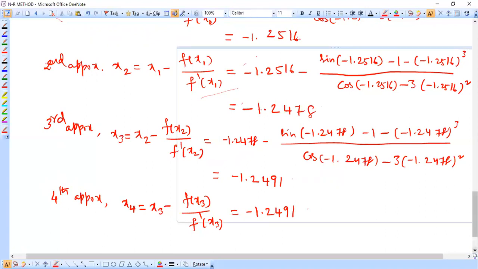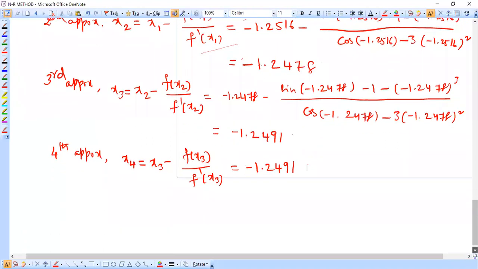Okay, and this is the advantage of the Newton-Raphson method. Hardly in 3 or 4 approximations, depending on the initial approximation that we are choosing, the Newton-Raphson method converges faster when compared to the previous methods. When we solve the same problem using any of the previous methods like the bisection or the false position, they may take more number of approximations, more iterations need to be done.